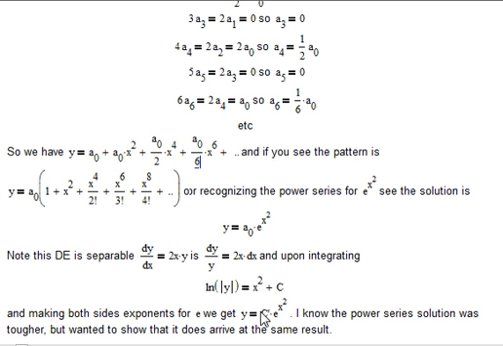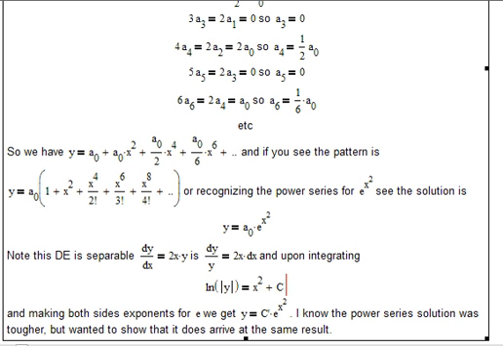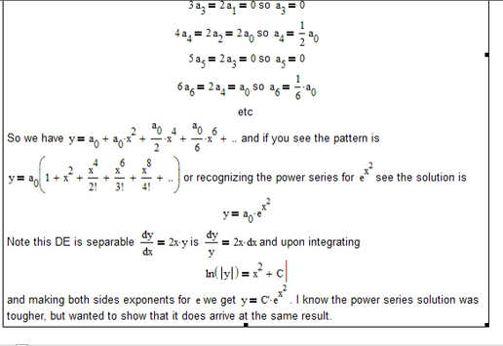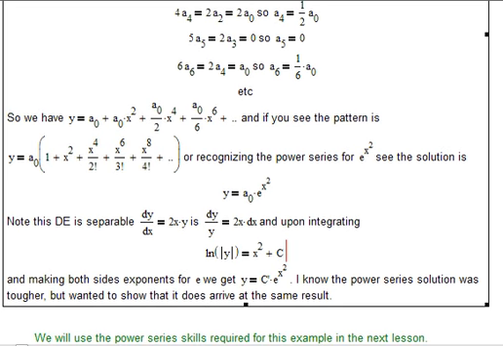And that e to the c, I'm calling it c prime, so then we wind up with, oh, by the way, the prime lets us drop the absolute value symbols, because we don't know, it's just an arbitrary constant. So y equals c prime times e to the x squared, and that is the same solution we got when we tried the power series method. So how about that?